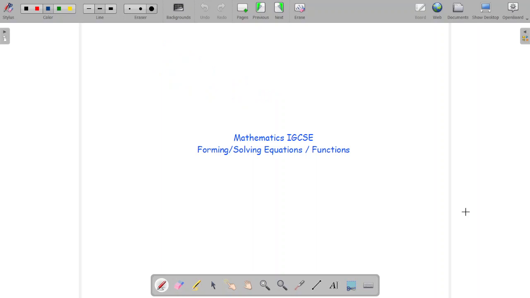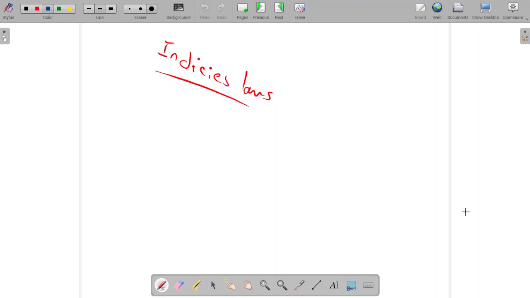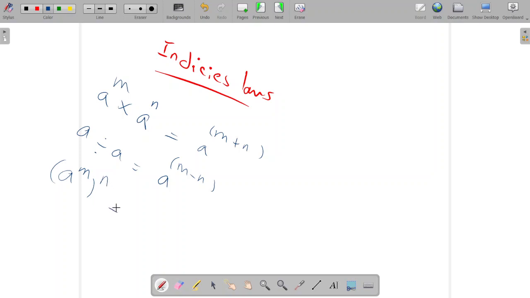Now, when it comes to the indices, I have one note to add, and actually many notes. Just remember these rules, guys. When you multiply two numbers that have two different powers, or indices, we say that they can be expressed as a to the power of m plus n. If I am dividing, remember that it can be expressed as a to the power of m minus n. Another thing: if you have a to the power of m, and all of that to the power of n, you can express it as a to the power of m multiplied by n.